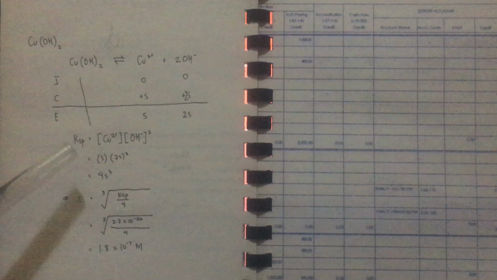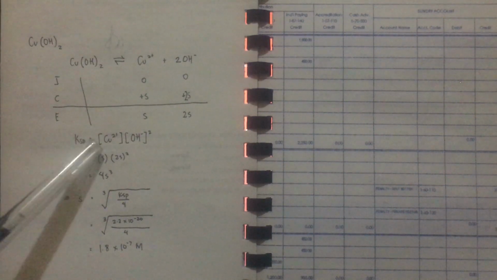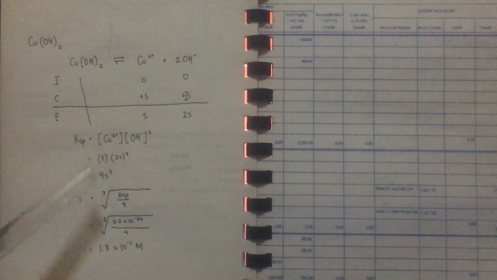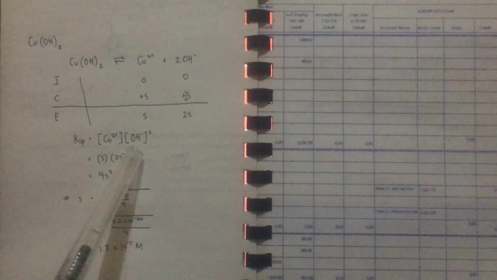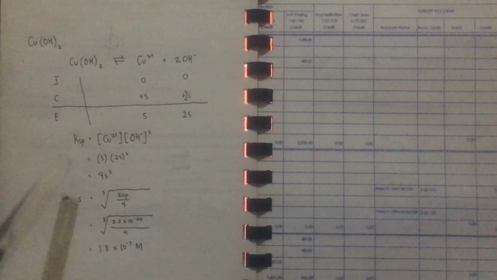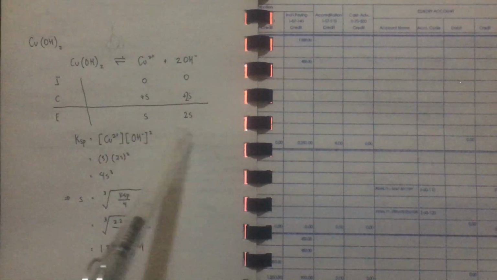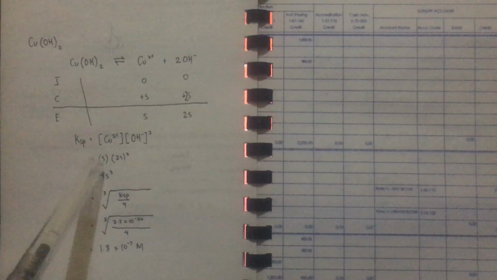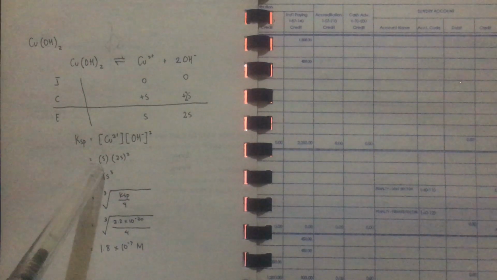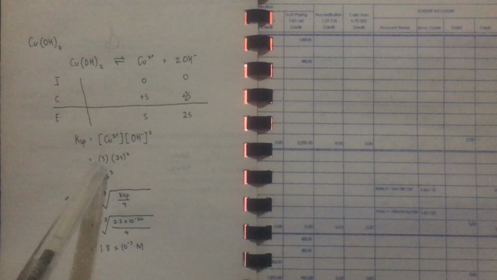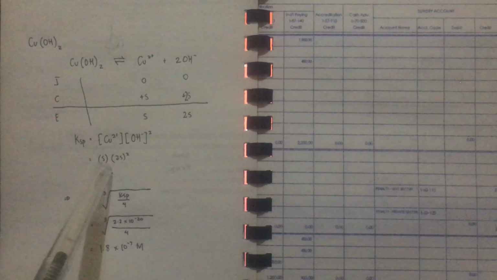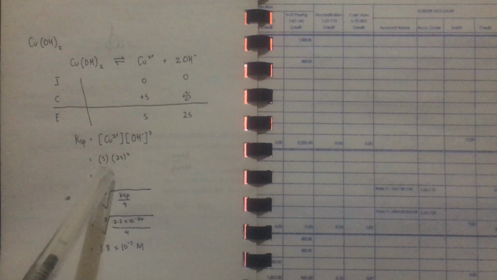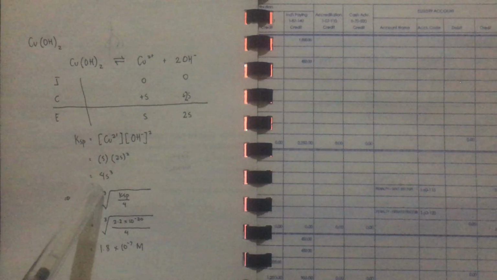So KSP for copper hydroxide is equal to this equation. We have the concentration of copper 2 plus times the square of the hydroxide ions. So plugging in these equilibrium concentrations to the KSP expression, we have S times 2S squared. Solving this will give you 4S cubed.